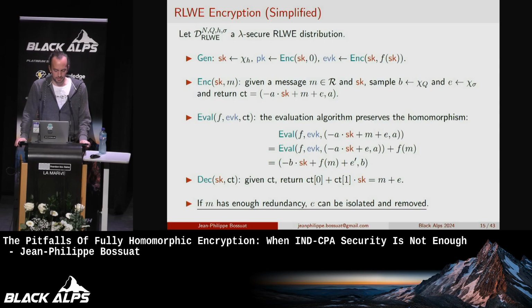And the decryption is very simple. You simply do a dot product with the secret key. You take the second component, B, you multiply by the secret, you add back the first one, you see that it cancels, and you are left with your message plus some error. And if M has enough redundancy, in the way you encode it, then you can isolate the noise, remove it and recover exact M.